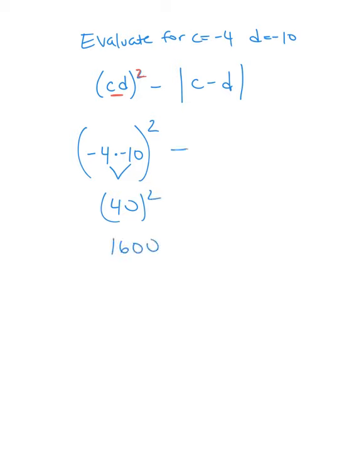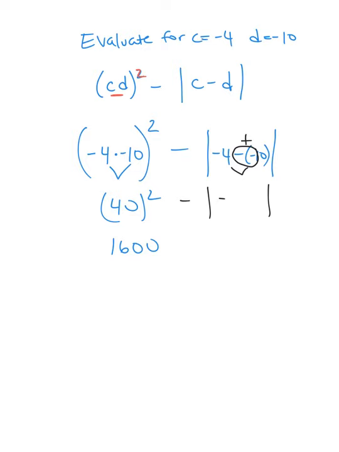And then as I move to the right, minus, I have the absolute value of C minus D. So C is -4 minus, and D is -10. So I put parentheses. Remember from yesterday that we have to simplify inside of the absolute value bars before we take the absolute value. So inside I have minus and negative, which turns into plus. So this is really minus the absolute value of -4 plus 10. -4 plus 10 is positive 6.